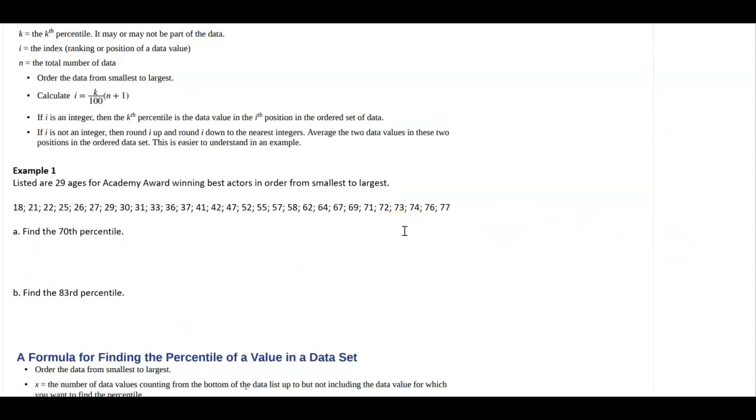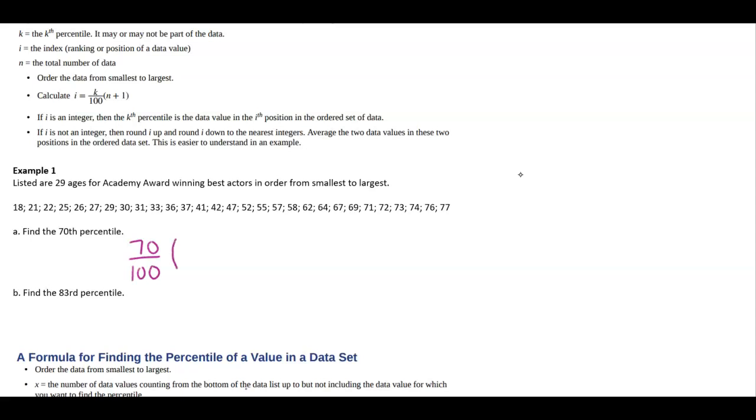So these are the 29 ages for the Academy Award-winning Best Actor, and they're already listed. It's important in these situations that you list them. So I need to find the 70th percentile of this data set. And here is what we're going to do. You're going to take 70 over 100.